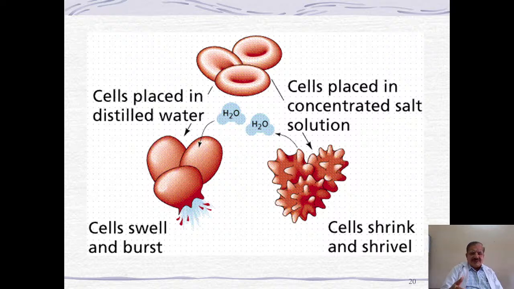Is this example easy or not? Cells which are placed in distilled water, what will happen? The cell has more concentration, so water goes inside the cell and it gets swollen. After getting swollen, if it still imbibes more water, at that time it bursts. Here is the opposite thing. The cell is shrinking because the outer solution, that is the salt solution, is more concentrated than the inner solution of the cells. So it is taking out the water from the cells. Cells shrink and shrivel.